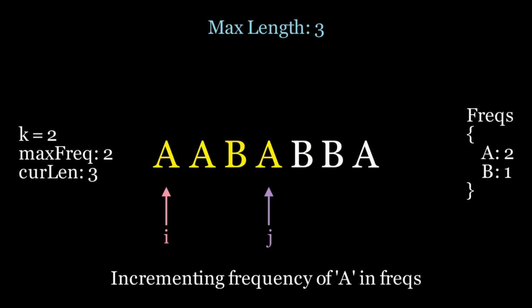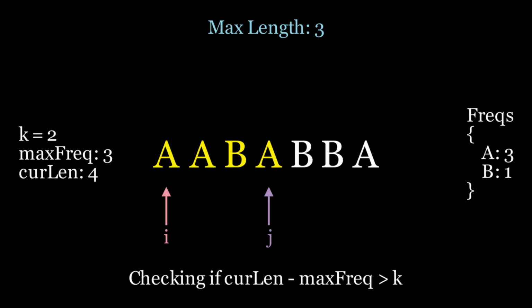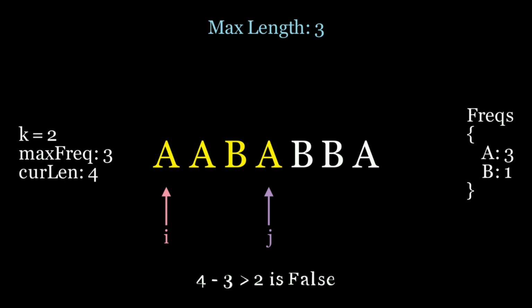Now, once again, we update the frequency of A. It goes from 2 to 3. We update max frequency to 3 and curLen to 4. Once again, we check curLen minus max frequency. In this case, it's still 1 because we only have one distinct character that is not A. It's just a B. And since K is equal to 2, we could swap that B for an A. So we keep I where it is and we update the max length to 4.